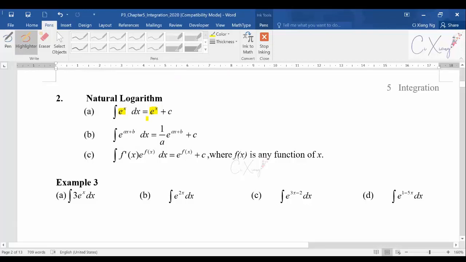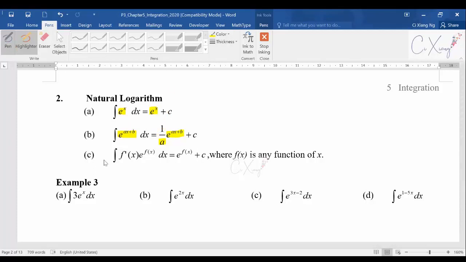Now how about if I want to integrate e power ax plus b? Generally you copy back the e power ax plus b, and you divide it by the differentiation of the power. So you divide it by a. For differentiation, we multiply by a, but for integration, you divide it by a. So it is the opposite process or opposite sequence, right?